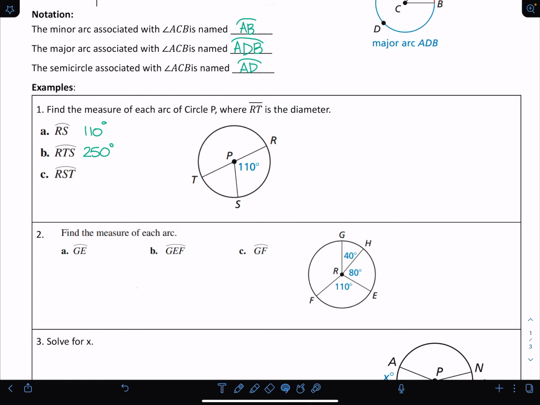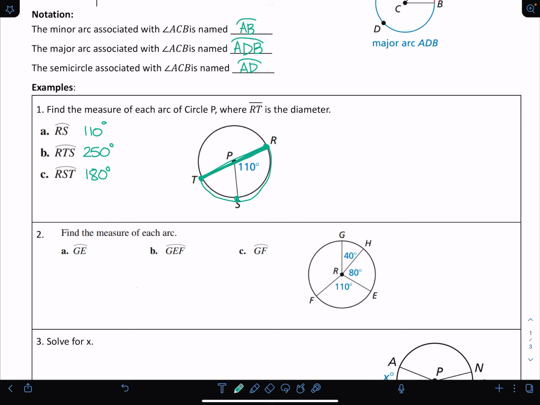Then finally, the last one is asking about RST, going from R through S here, all the way around to T. We know from the problem that RT is the diameter. It's going all the way across the center of the circle. This makes it a semicircle. So from R to S to T has to be 180 degrees, or half of 360.